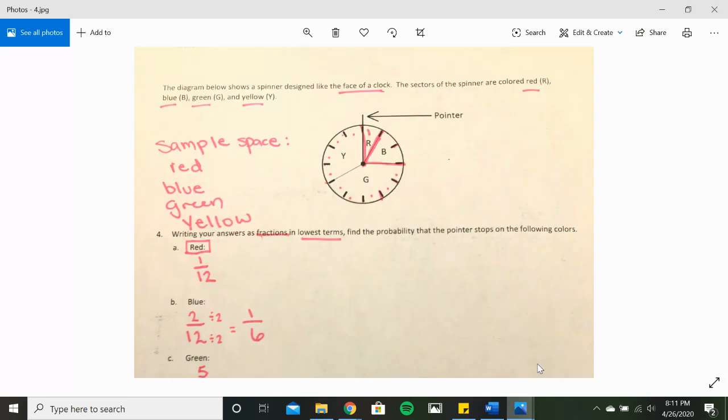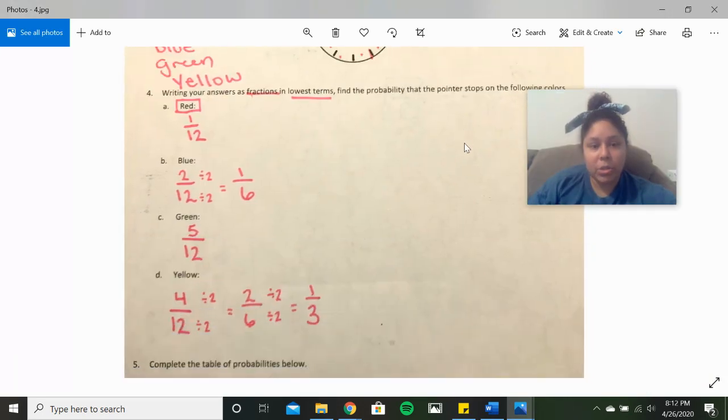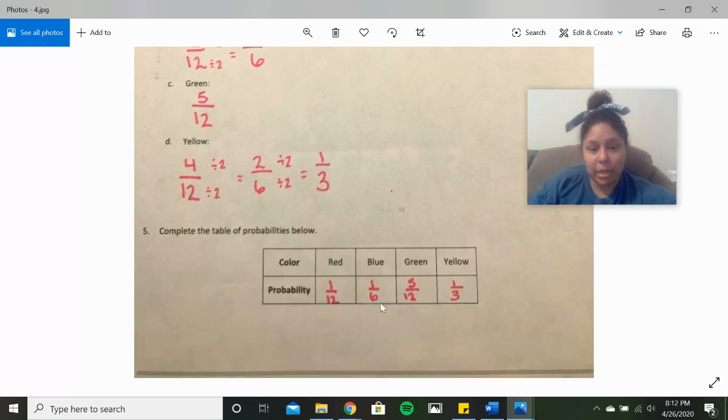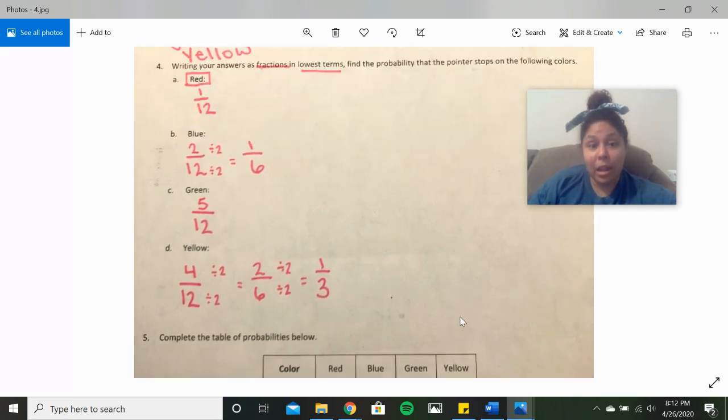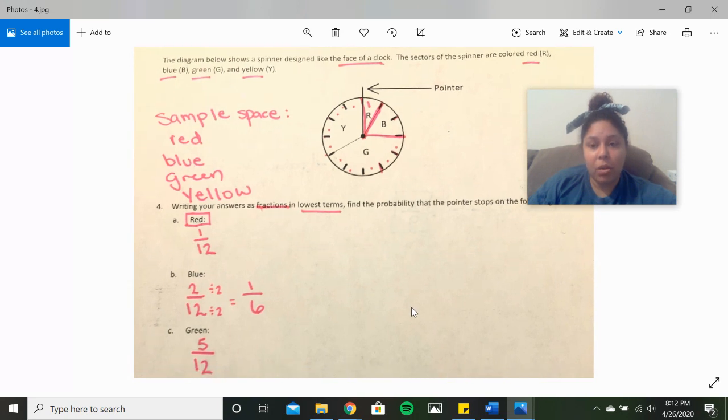Now we're going to look at this problem here because we are given a situation where they didn't give us the probability. We had to fill it in. So we do that by using that formula, the probability of a favorable outcome over a possible outcome. So when we looked at this clock here, we noticed that there are 12 sections because it's a clock, and it's split up into colors.